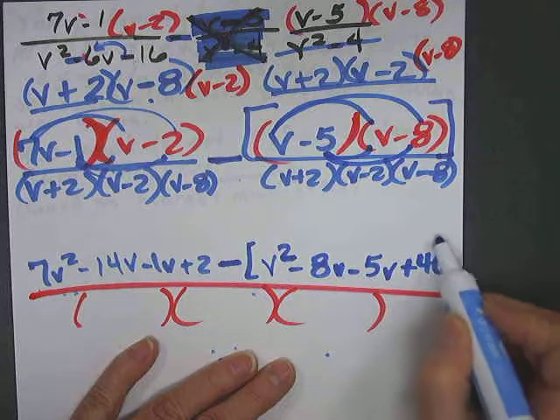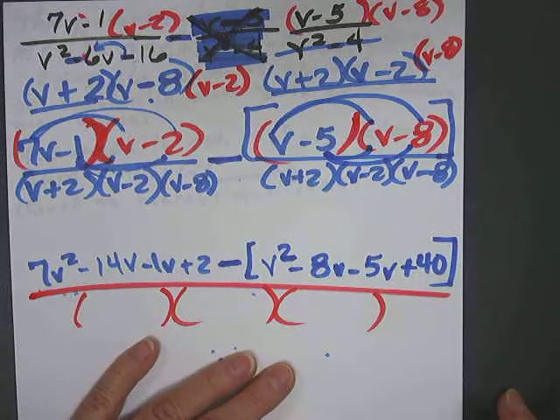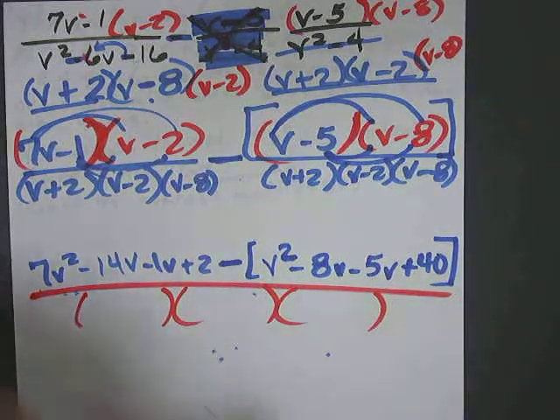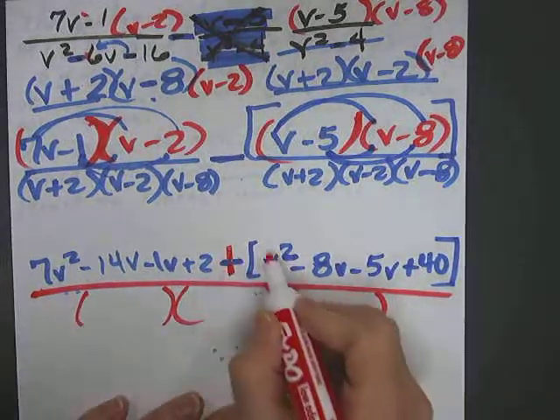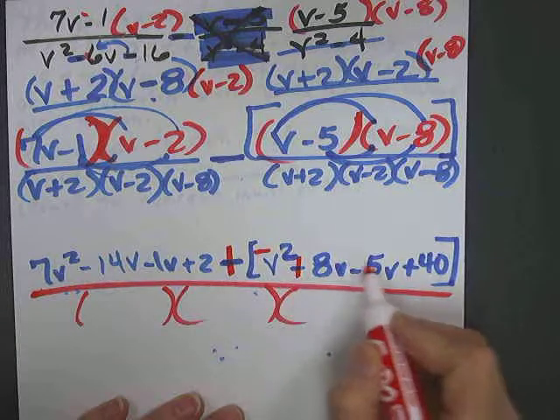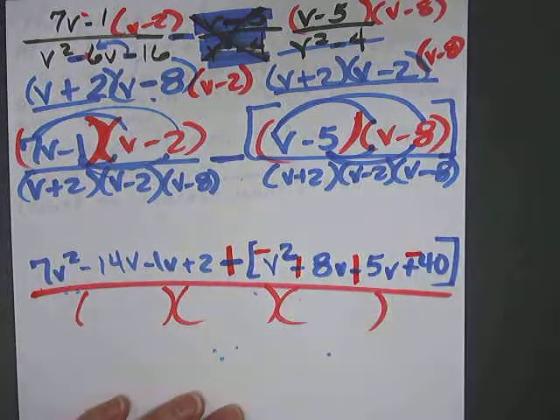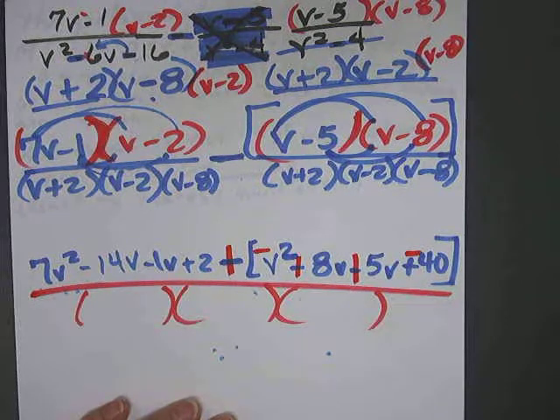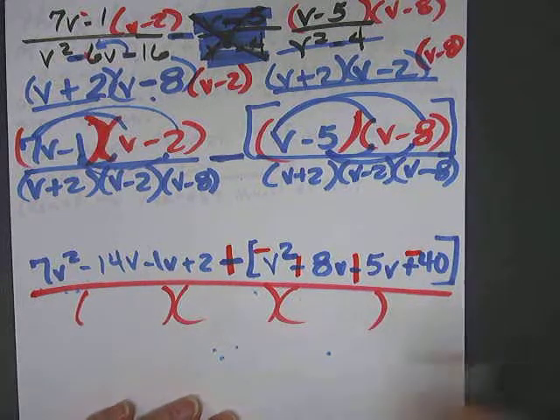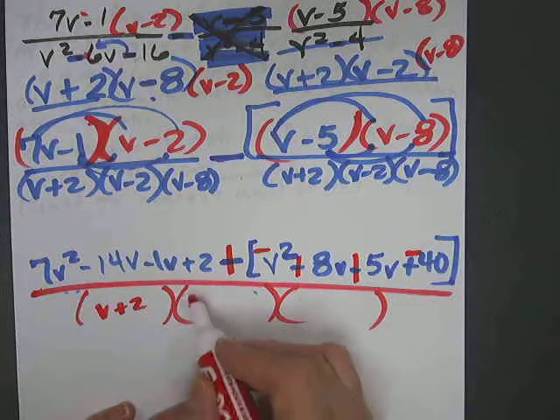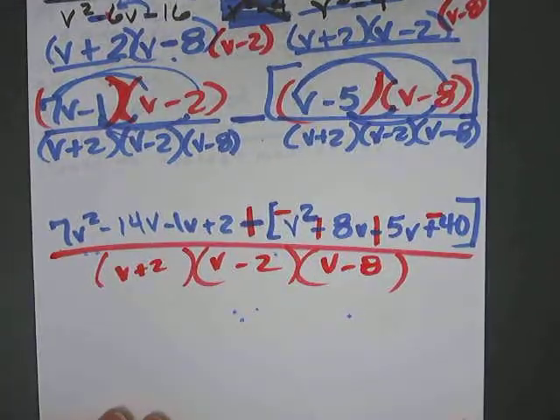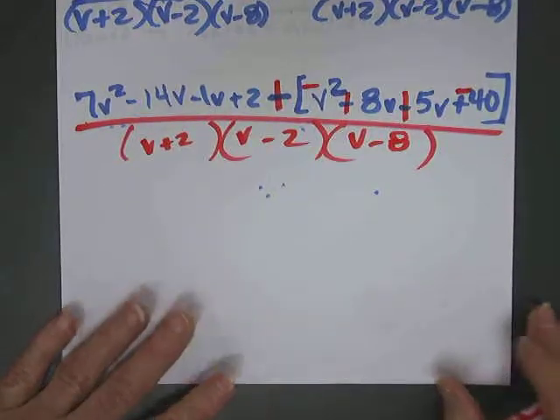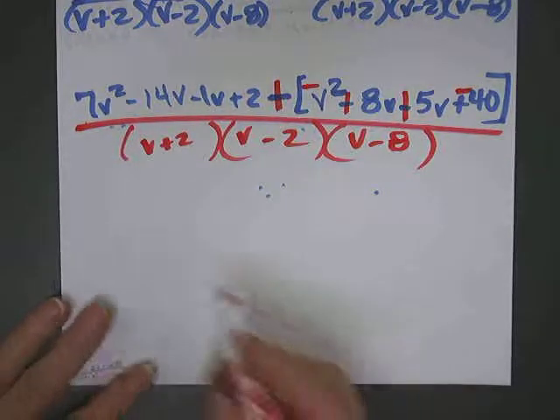When you're subtracting this whole thing, when we FOIL it and write it down here, let's leave it in parentheses or brackets for now, so that we remember to change all the signs. Don't try to do it at the same time. FOIL it first and then go back and change signs. So first we're going to FOIL: v squared minus 8v minus 5v plus 40.